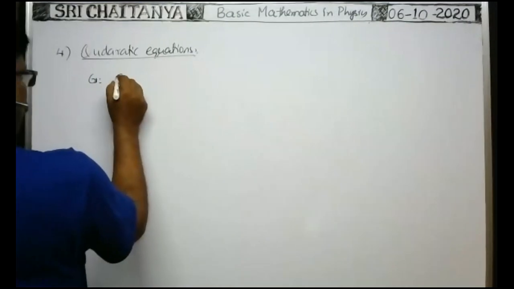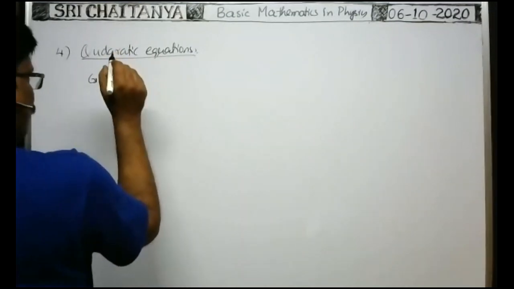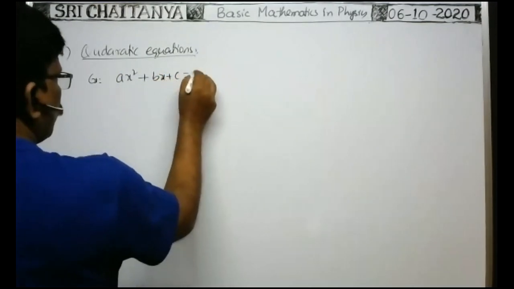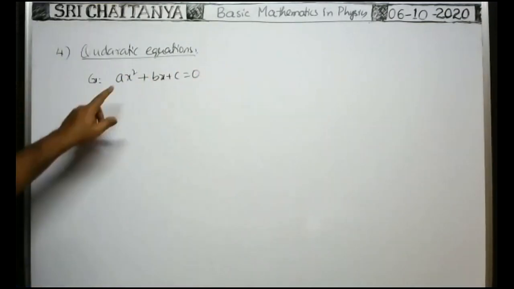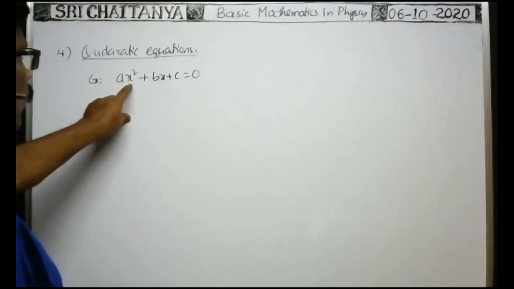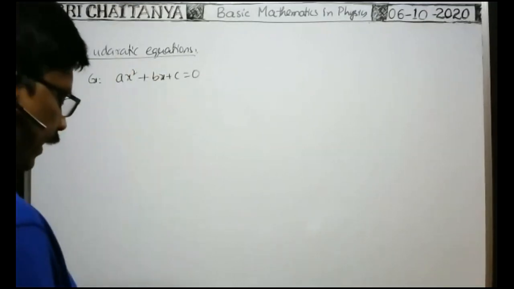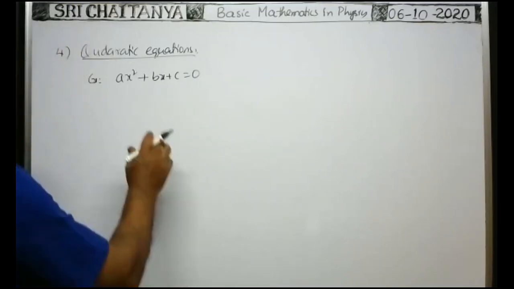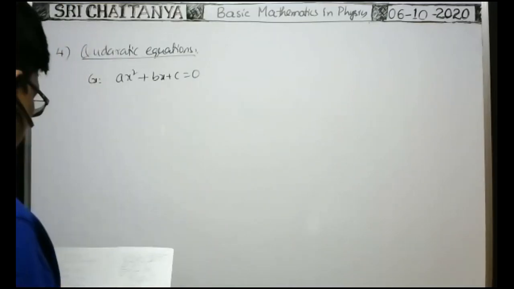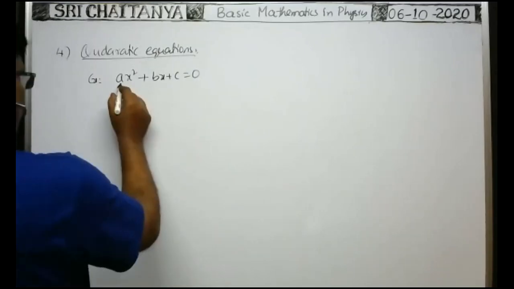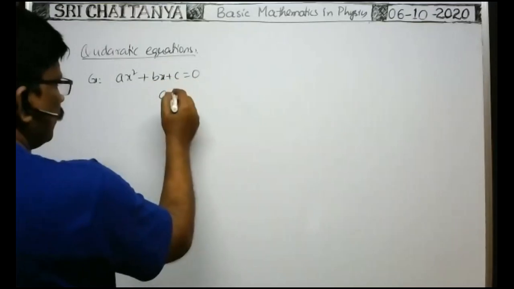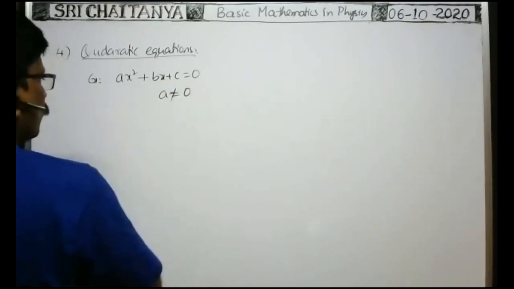It is a second order equation, the quadratic equation, that is ax square plus bx plus c is equal to 0. It is the quadratic equation in second order because the maximum power of the variable is 2. That's why it is called second order quadratic equation. Here a, b, c are the constants. Definitely a is not equal to 0 here, because if a is equal to 0, it does not become quadratic.